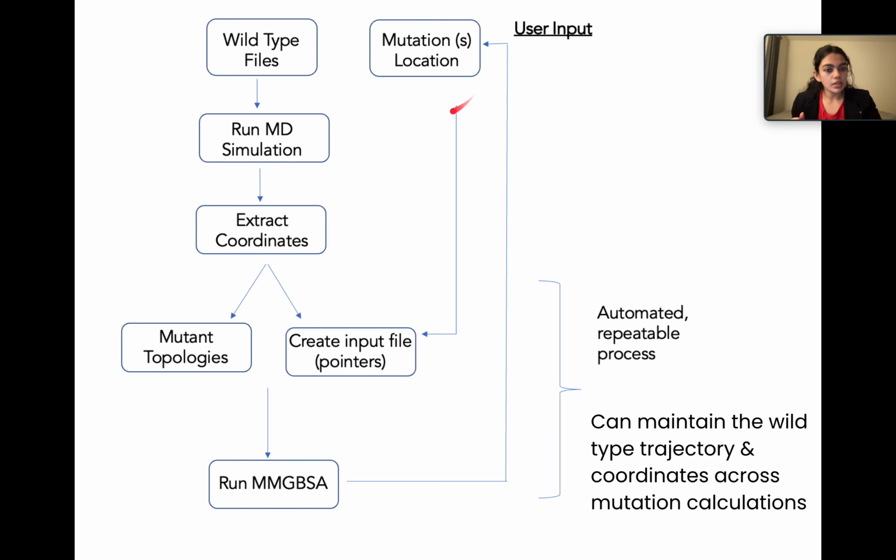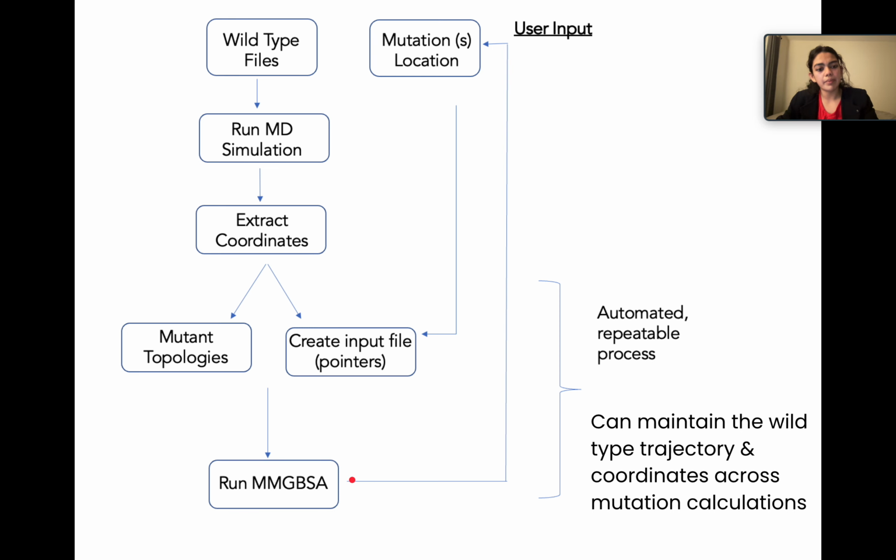So we select a location we would like to mutate, generate the mutant topology files and the associated input file, which will have pointers that will tell the program where the mutation is happening. Then we can actually run MMGBSA and produce the value for the change in the free energy.